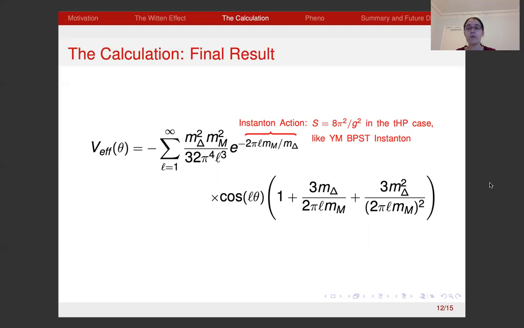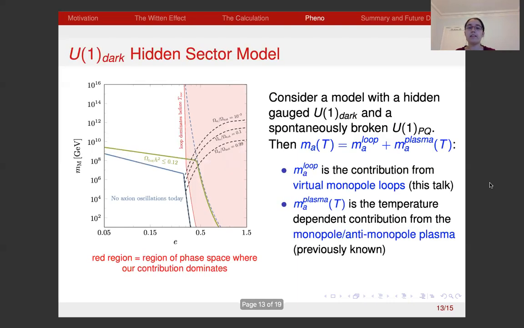Now we can ask, what can we actually do with it? So I'm going to give you a phenomenological example where this is relevant. The simplest example that you can consider is the case of a hidden U(1) dark sector. So the U(1) dark is gauged, and then we also have a spontaneously broken U(1) Peccei-Quinn that's going to give us an axion. In this case, the axion mass is going to have 2 different contributions. It's going to have this contribution, m_a loop, that I've been talking about throughout the talk. And then it's also going to have a temperature-dependent contribution from the monopole anti-monopole plasma, which is previously known, and it's the contribution that I referenced earlier in the talk.